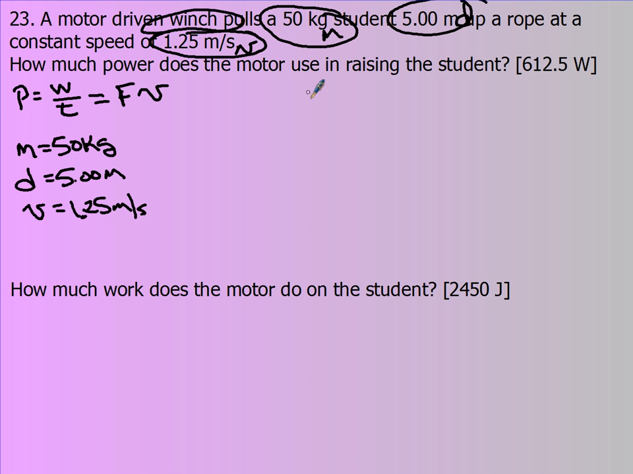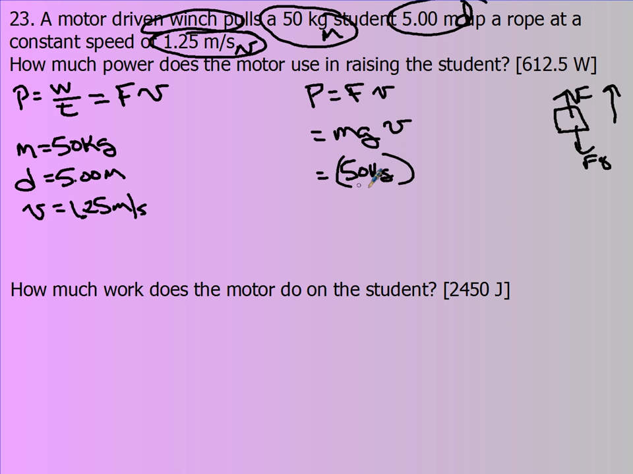So I want to use power as F v. But what's the force it's applying? Well, the force it's applying has to be, of course, the weight of the student. So this is mg, that's the force, times v. The mass is 50 kilograms, g is 9.8 meters per second squared, and v was 1.25. All right, so it exerts a power of 612.5 watts.